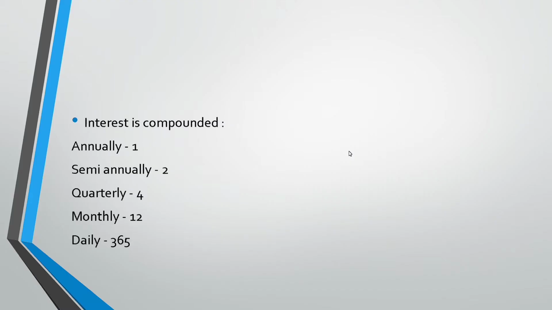So let's start with identifying important terms that we will encounter. So interest is compounded annually or 1, semi-annually or 2, quarterly or 4, monthly or 12, daily or 365 days in figure. Alright?